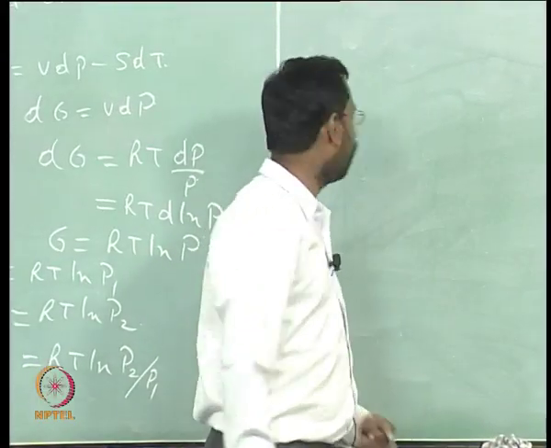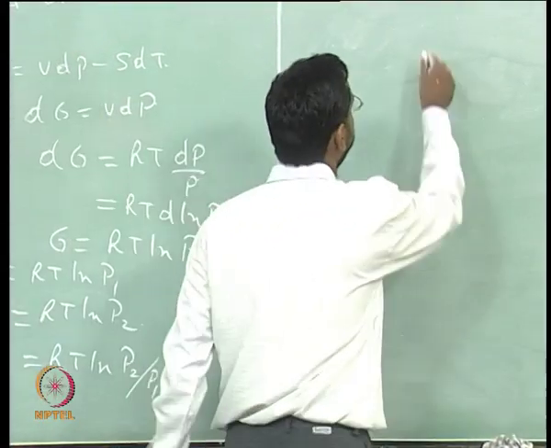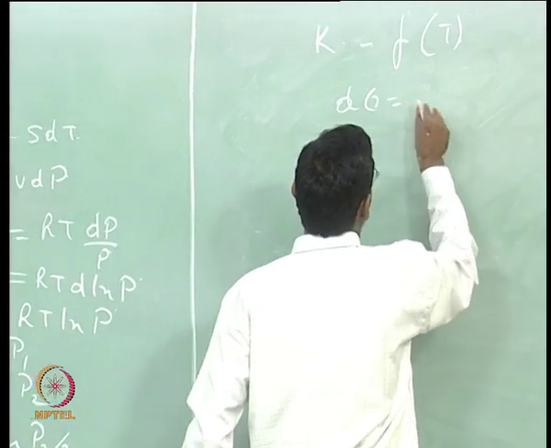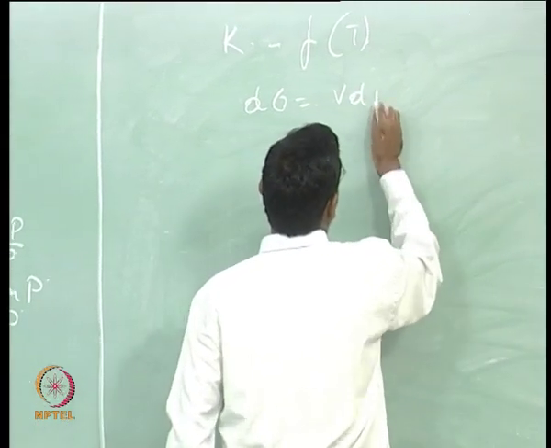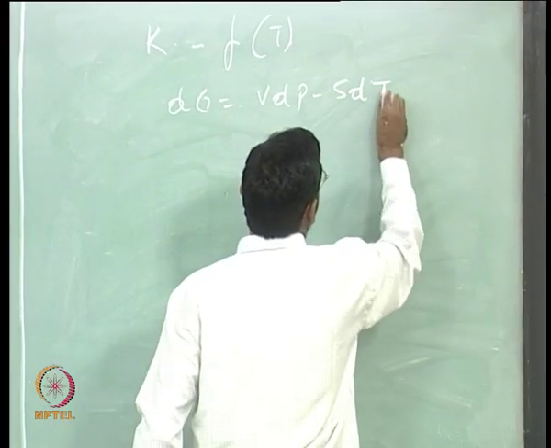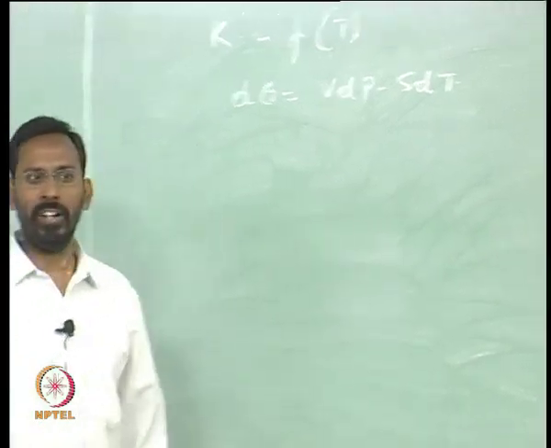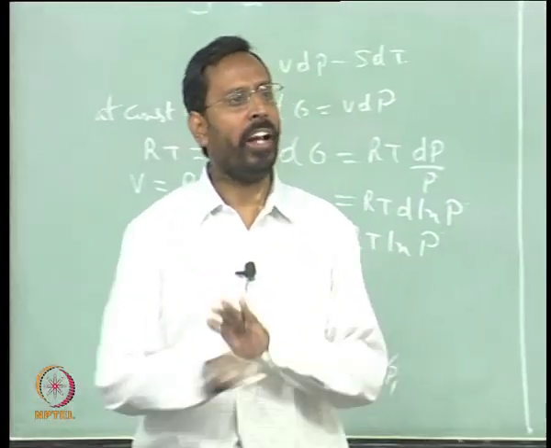our basic equation with which we have started, take dG equal to VdP minus SdT, and this time let us assume that we are doing at atmospheric pressure.